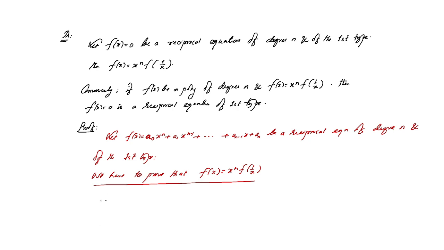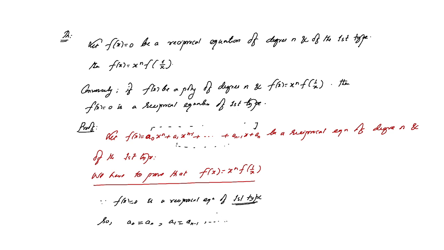So now what will we write? Since f(x) equals 0 is a reciprocal equation of first type, what is the relation between the coefficients? a0 equals an, here k value is 1, a1 equals an minus 1, and so on, and an equals a0. This is Roman 1.